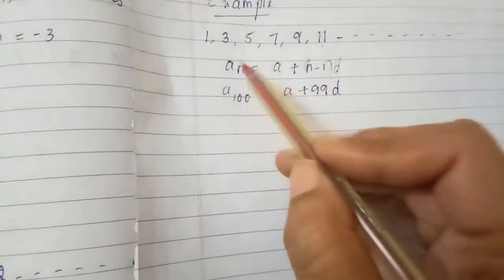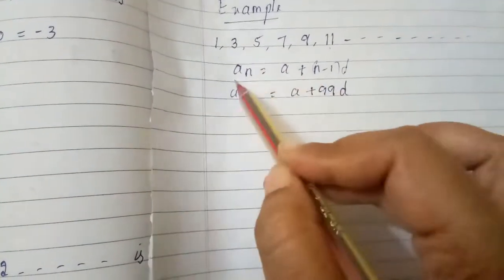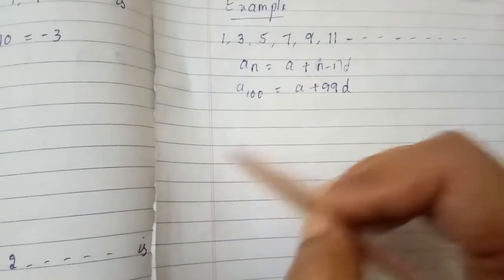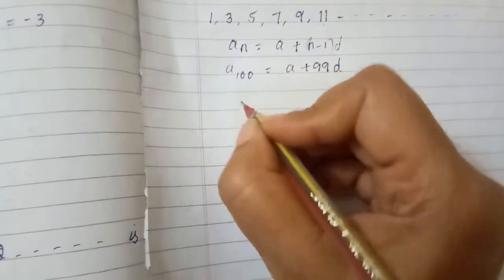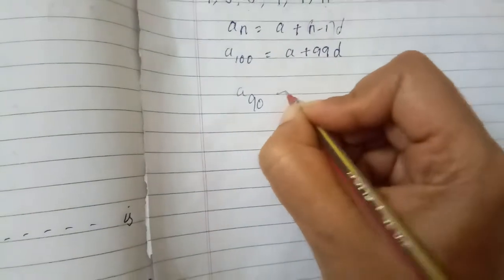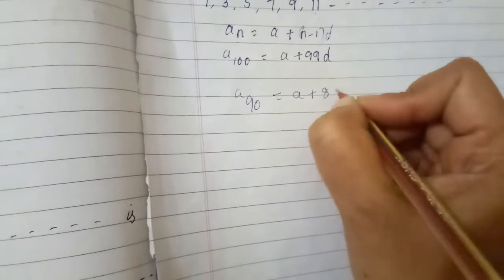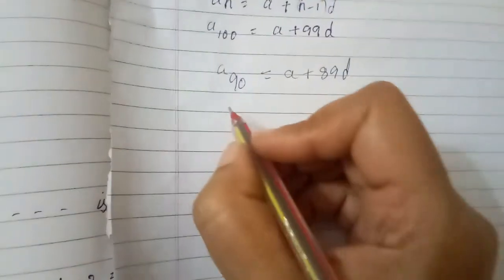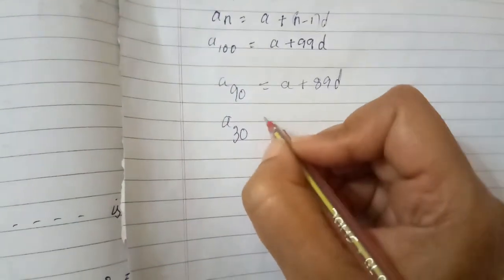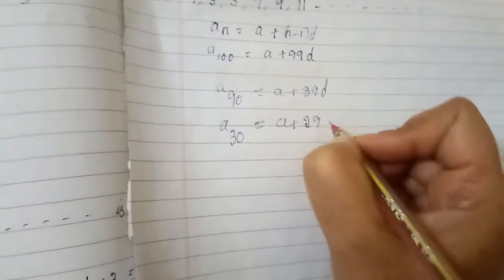In this case, we are not required to use the formula again. In the last main we used the formula, but here we know which term we need to find, so I can write it directly. Suppose I ask for the 90th term, that is A90. A90 can be written as A plus 89D. Like this you can take many examples and try to understand. A30 means the 30th term is nothing but A plus 29D.